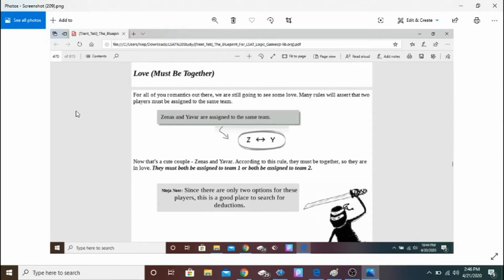Next will be the love relationship. If it simply says Z and Y are assigned to the same team, regardless of what team they're on, they're both going to be in that team. This is probably going to be the most helpful distinction in a two-group grouping game, simply because it's going to take up the majority of the space and save you a lot of heartache trying to figure out which one. So if you see an answer in an answer stem that doesn't have Z and Y together in it, you know it's the incorrect answer. It's so easy to spot.